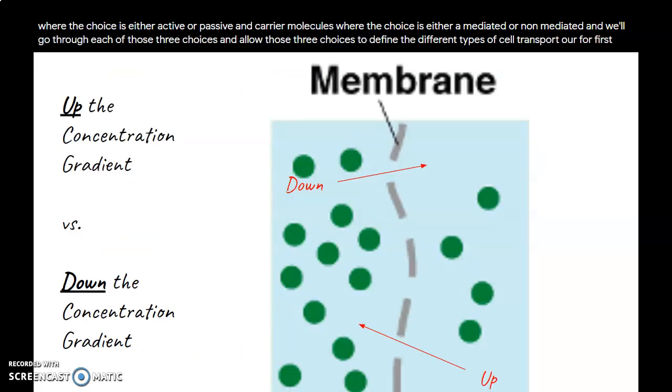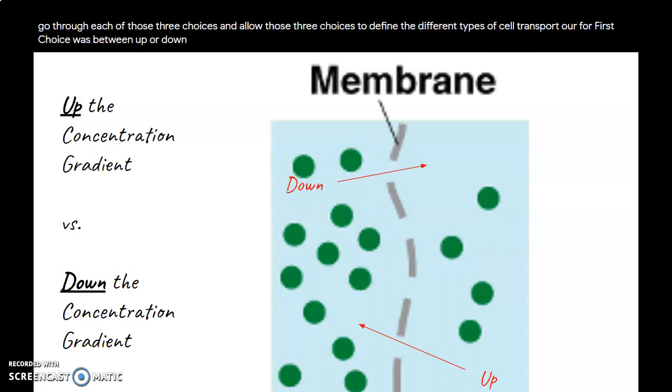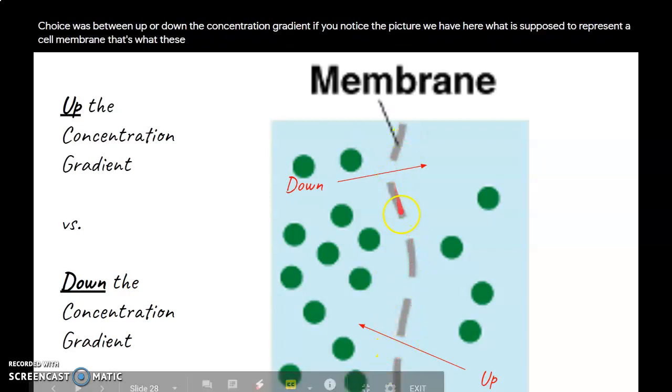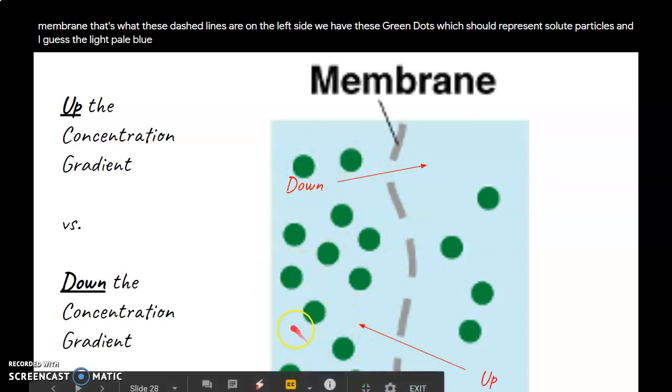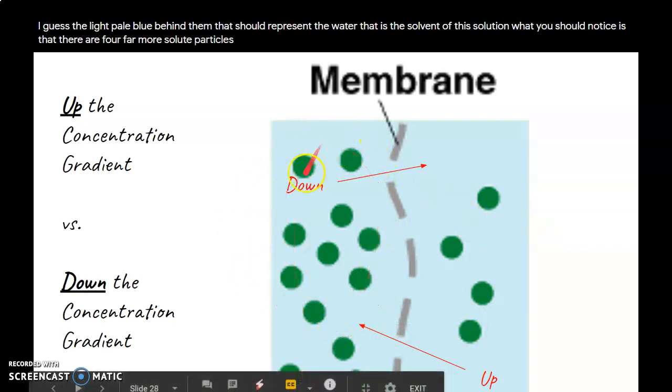Our first choice was between up or down the concentration gradient. If you notice the picture, we have here what is supposed to represent a cell membrane. That's what these dashed lines are. On the left side, we have these green dots, which should represent solute particles, and I guess the light pale blue behind them should represent the water that is the solvent of this solution. What you should notice is that there are far more solute particles, a greater concentration of solute particles, on the left than there is on the right.